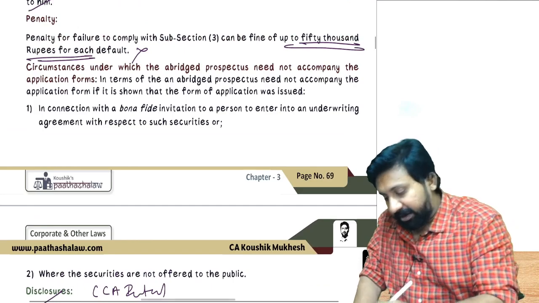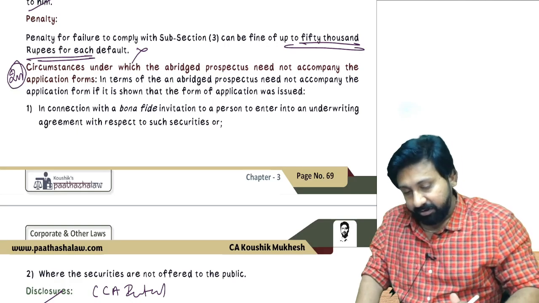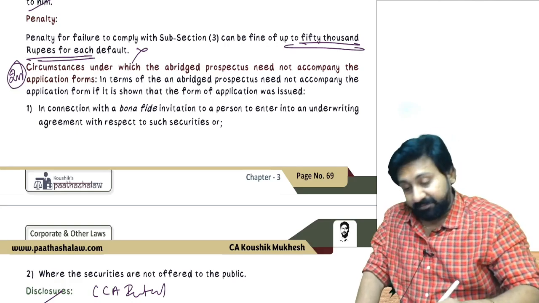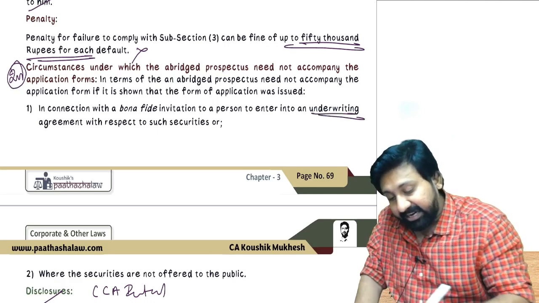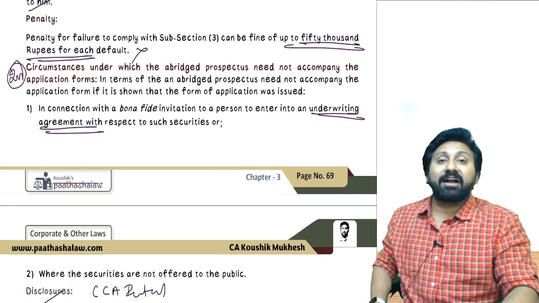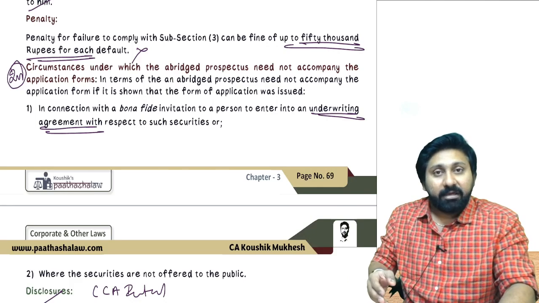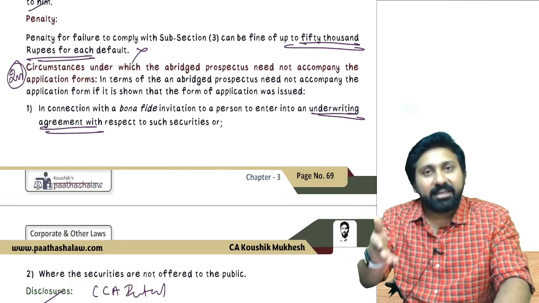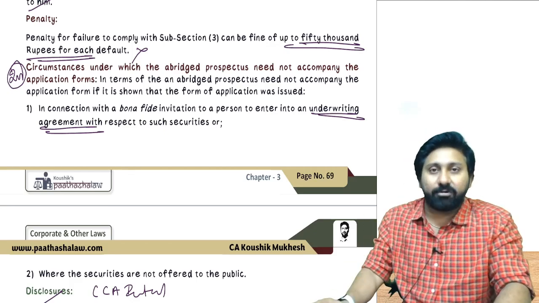Next, very important is this one. When is an abridged prospectus not required? If the issue of shares is made to the underwriters under the agreement. Why will underwriters agree to underwrite? After learning everything about the company. When they know everything about the company, why would they again require salient features? In that, they also know everything salient.